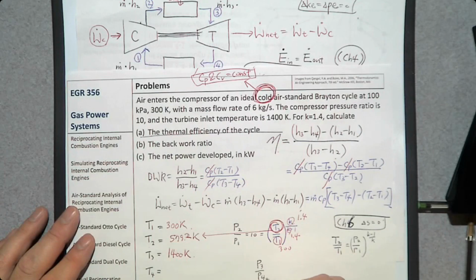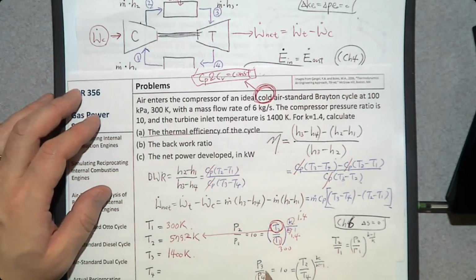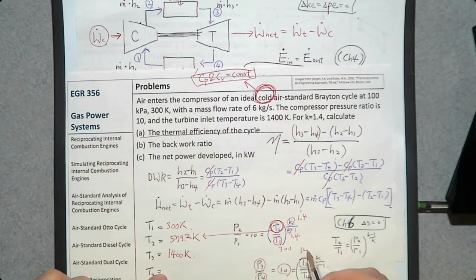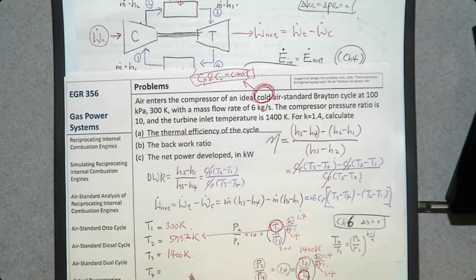P3 over P4 is 10. That is T3 over T4 to the power kappa over kappa minus 1. So what is P4 over P3? That is 10. So T3 is 1400 Kelvin. Kappa is 1.4. We have everything. Can you determine T4? Yes. That is 725.13 Kelvin. Now you know all the temperature values.